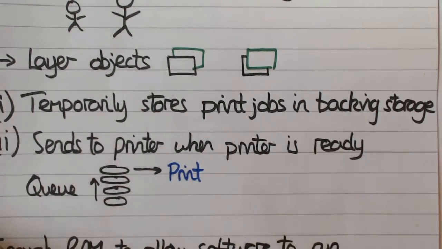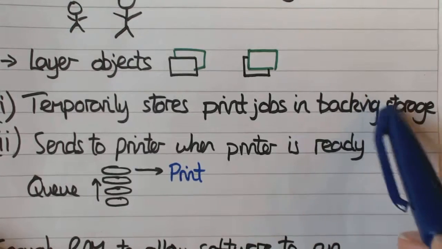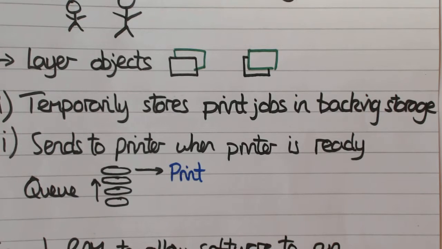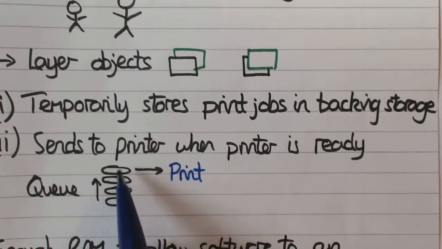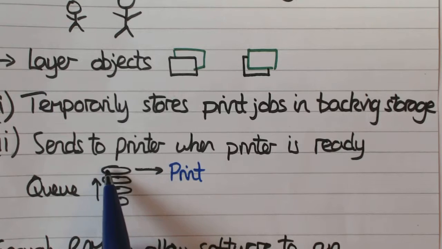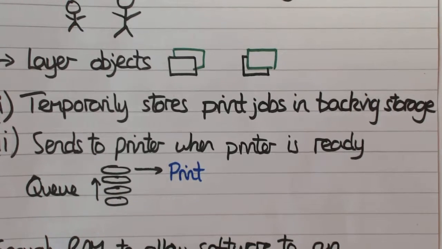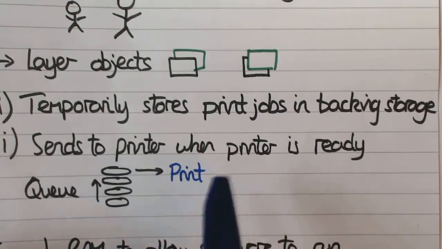Okay, so for one mark, it temporarily stores the print jobs in backing storage. So we use a hard drive, and it sends it to the printer when the printer's ready. Think of these as being four separate print jobs. That's the top of the queue, so when the printer's ready, it just gets sent to the printer, and then that one moves up. So it's just a wee queue, they're getting served by the print server.